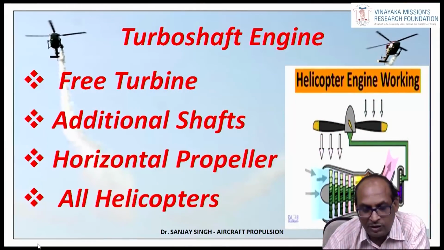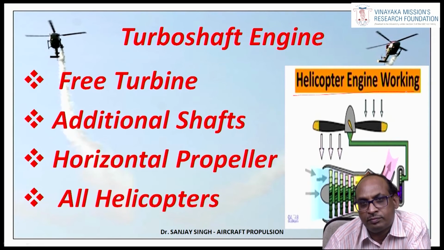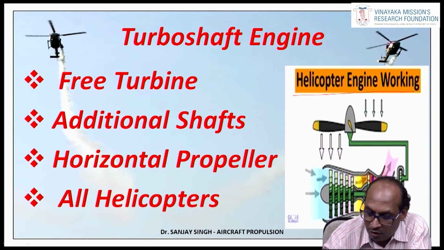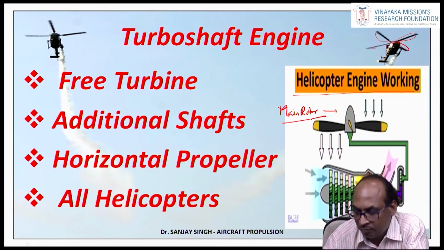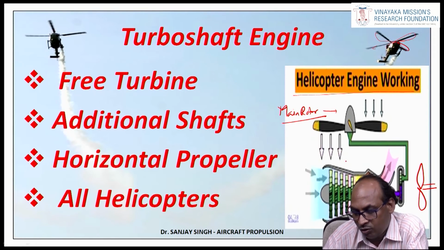Next engine is the turboshaft engine. Now in this turboshaft engine, as I told, mostly it is fitted in helicopters. In helicopters we have horizontal rotors, which is called the main rotor. It will have another tail rotor also, in order to counteract the torque which is being produced by this main rotor.